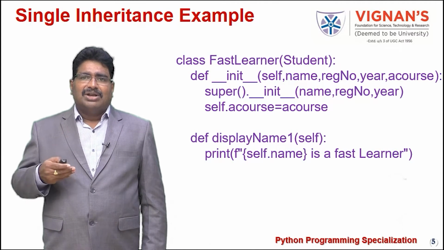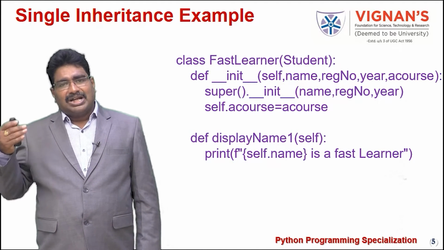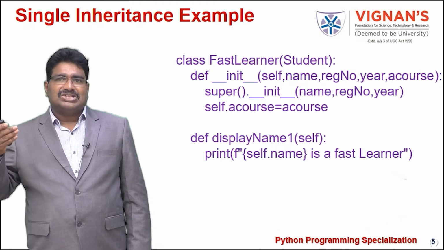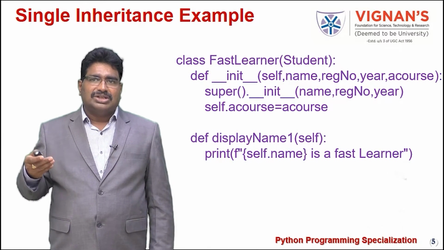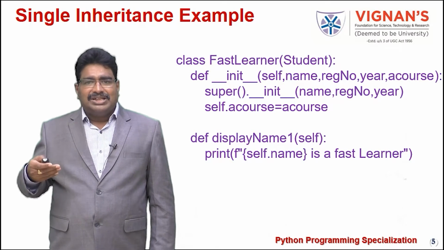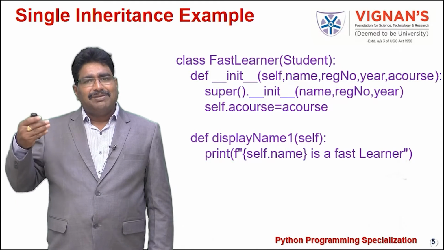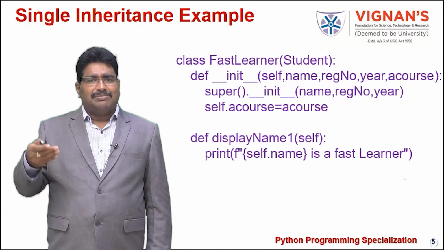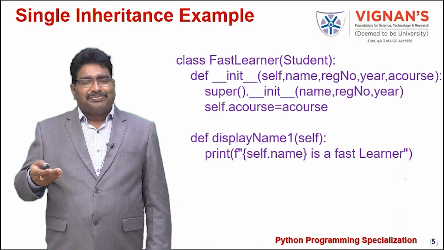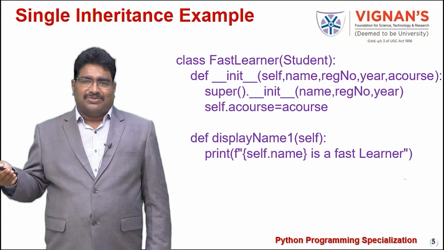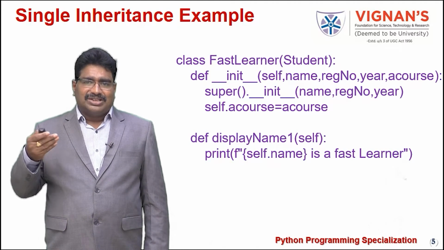In addition to that, we need to define display_name1. And what is the purpose of display_name1? We already defined display_name as a method that exists on the student. So automatically each FastLearner object is also allowed to use display_name. We want to use that method. In addition to that, we want to define one more method, display_name1. The display_name simply displays the name is Kumar or name is Sunil and so on. But here in display_name1, we want to display that the student name is a FastLearner. For example, Kumar is a FastLearner or Sunil is a FastLearner. In that way, we want to define display_name1.